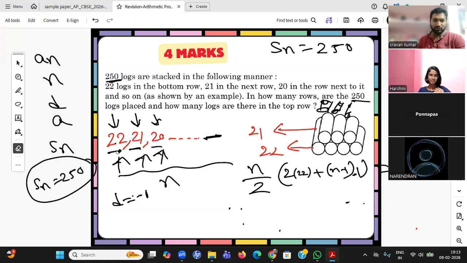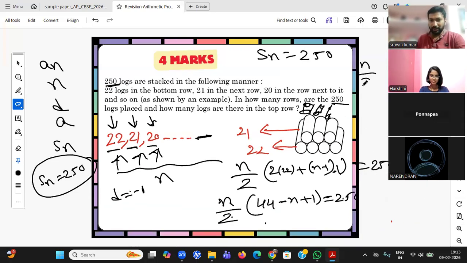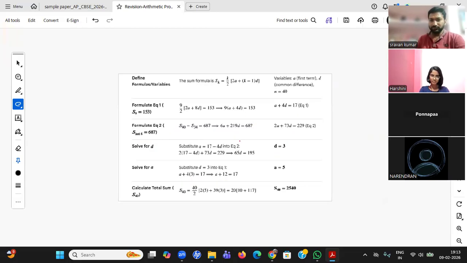So do the last one also, student. Do the last one. N by 2 into 2 into 22, 44 minus n plus 1 equal to 250. Okay, so that will be n by 2 into 44 plus 1, 45 minus n equal to 250.